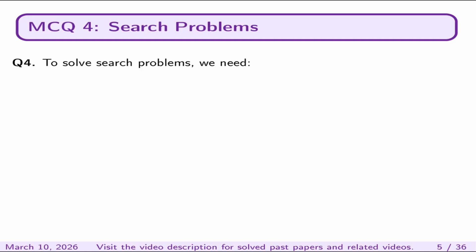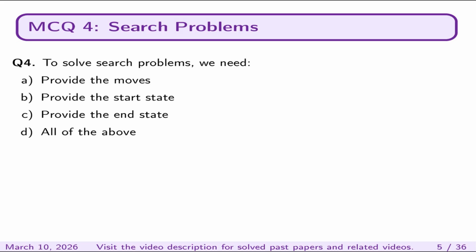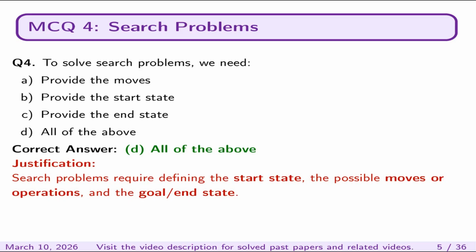Question number 4. To solve such problem, we need provide the move, provide the start state, provide the end state, all of the above. The correct option is all of the above because such problem requires defining the start state, the possible moves or operation, and the goal or end state.